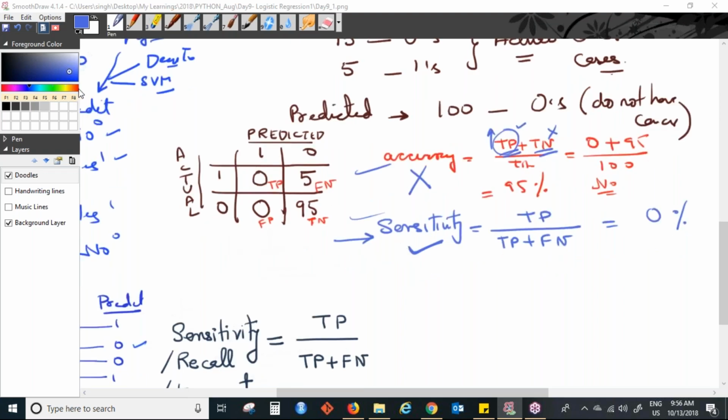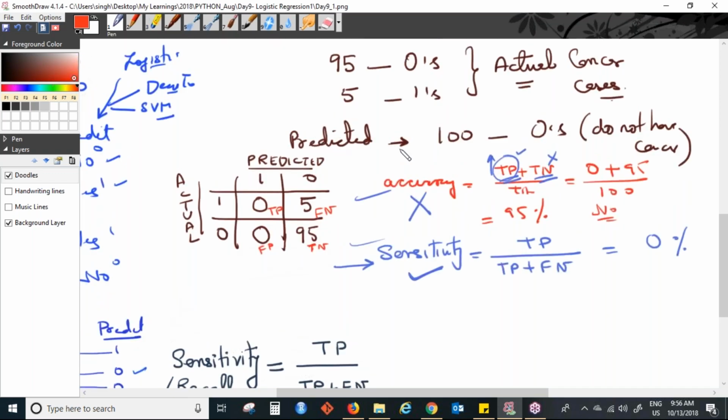Now let me give you another scenario. Now we saw that this model was useless, right? Because it predicted all 100 zeros, right? So it was a useless model. So just pay attention for another 5 minutes before we take a break.